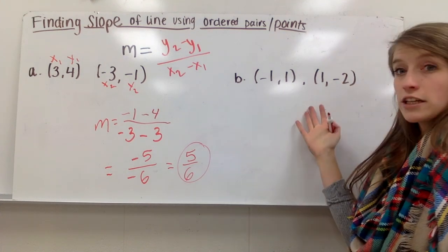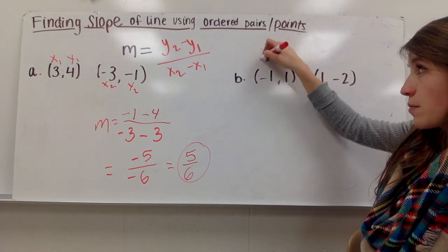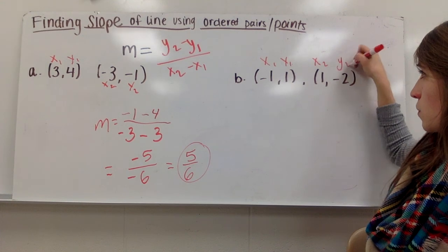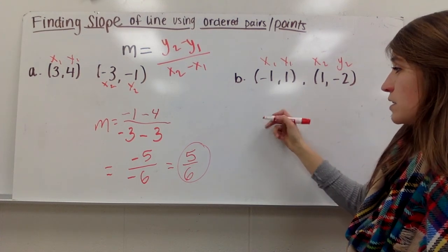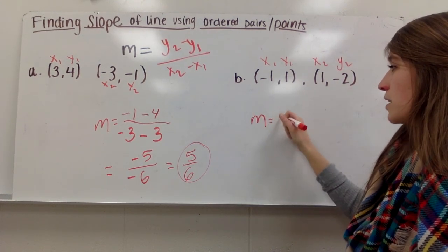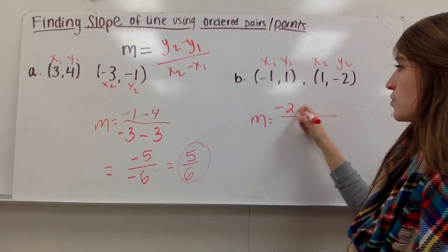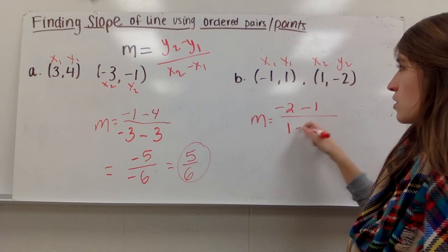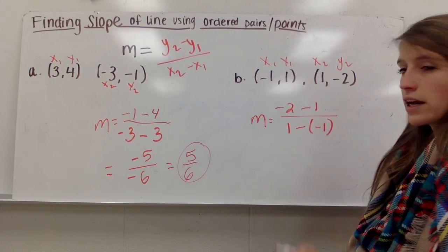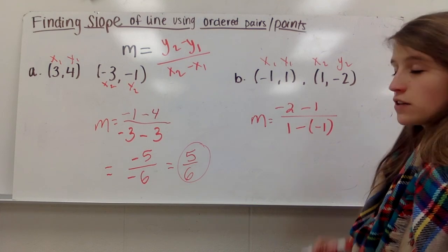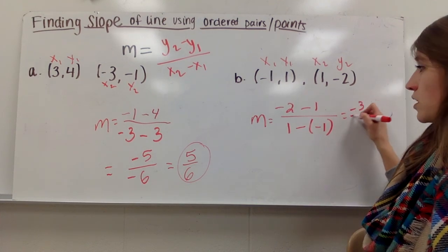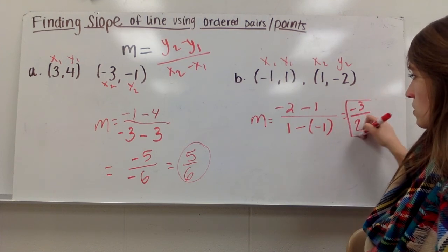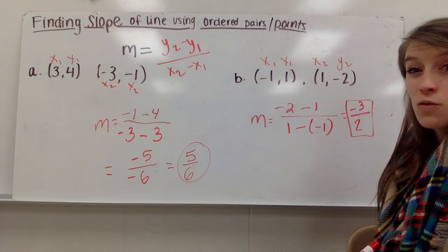Now our slope between these points we can set up in the same way. I'm going to call this x1, y1. I'm going to call this x2, y2. I find my slope by taking y2 minus y1. That's negative 2 minus 1 over x2 minus x1, 1 minus negative 1. Now, negative 2 minus 1 is a negative 3. 1 minus negative 1 is a 2, positive. So our slope here is negative 3 over 2.